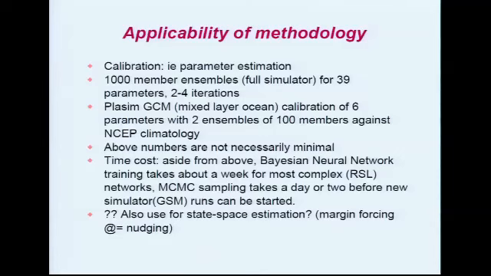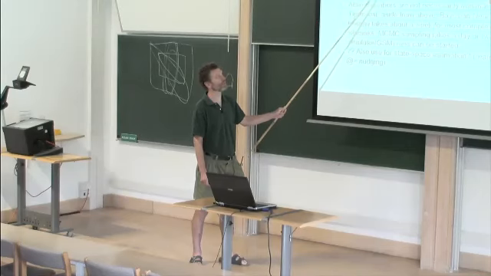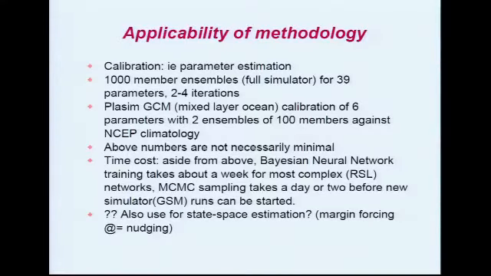Final things that might be of interest to people here is the applicability of the methodology. So this was in some ways a state space estimation problem, in a crude sense, because I'm trying to figure out what was a deglacial state space. But in other ways, it's just a parameter estimation problem. Calibrations are using 1,000-member ensembles, 39 parameters, 2 to 4 iterations. 2 for Eurasia seems to work fine. North America, I need at least 4. Again, there are more parameters, a more complex response.